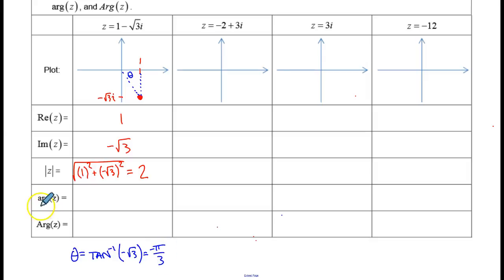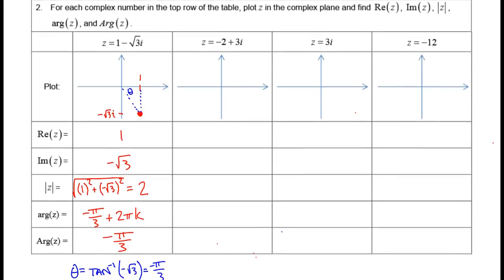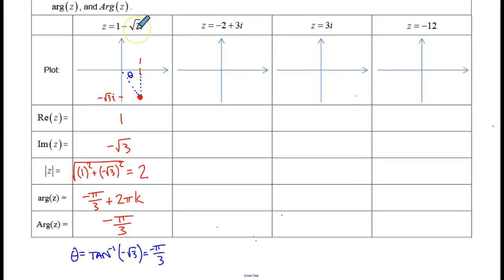For the family of arguments of this complex number, I'm going to say it's negative pi over 3 plus 2 pi k. Remember, we have to include multiple revolutions around the circle, but the principal argument is just negative pi over 3. So that's it. We got modulus, argument and principal argument of the complex number 1 minus root 3i. Folks, I want you to pause the video. I want you to work through these next 3 examples on your own, and I am going to fly through them right now.